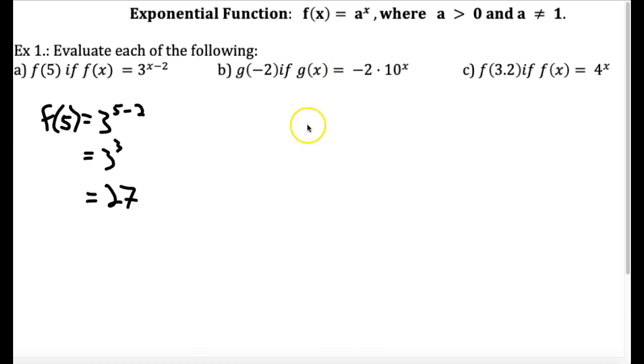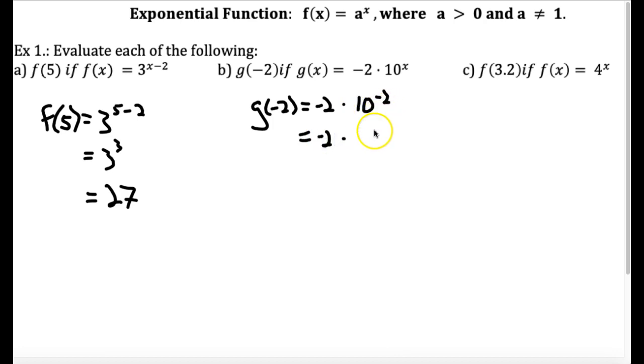So that would just become 3 to the third power, which would be 27. Okay. For this one, I want you guys to go ahead and try this one real quick, but make sure you use order of operations when you evaluate here. All right, so if I plug -2 in here, g of -2 will be -2 times 10 to the -2nd power. I need to evaluate exponents before multiplication. So I need to raise 10 to the -2nd power first.